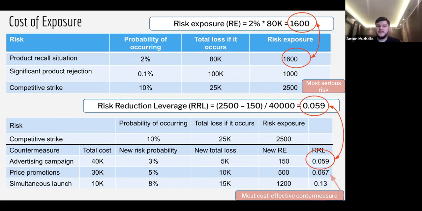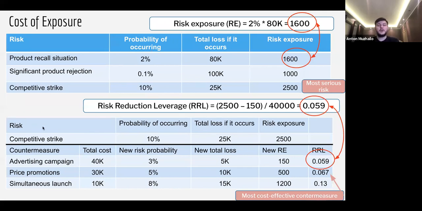Okay, so what are we gonna do with all of this? We see 2,500 is the largest risk exposure level here. But we think, okay, well, it's still a high probability, but total loss is pretty low. So we better estimate each of those. So what are we doing then? We're taking, for example, this competitive strike and thinking how we can change it, how we can mitigate it. What can we do with this risk? And we do the same for each of those risks.